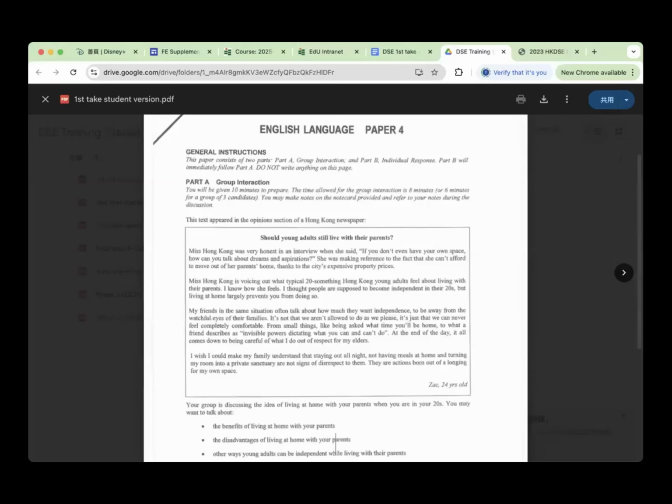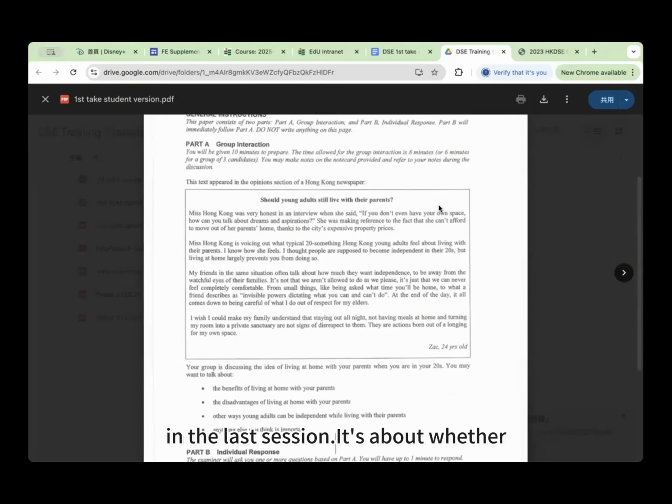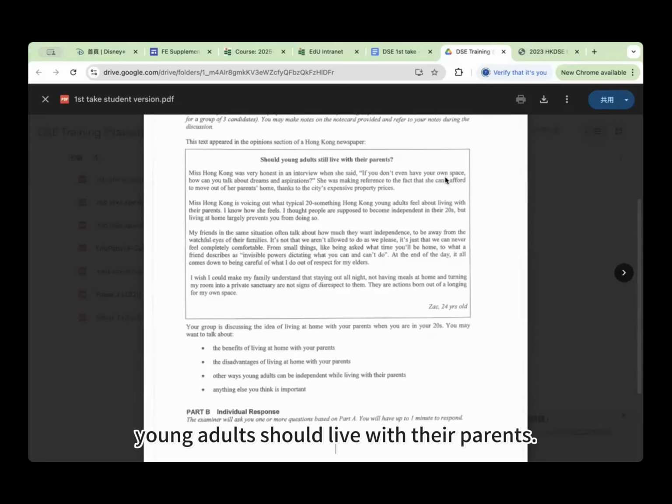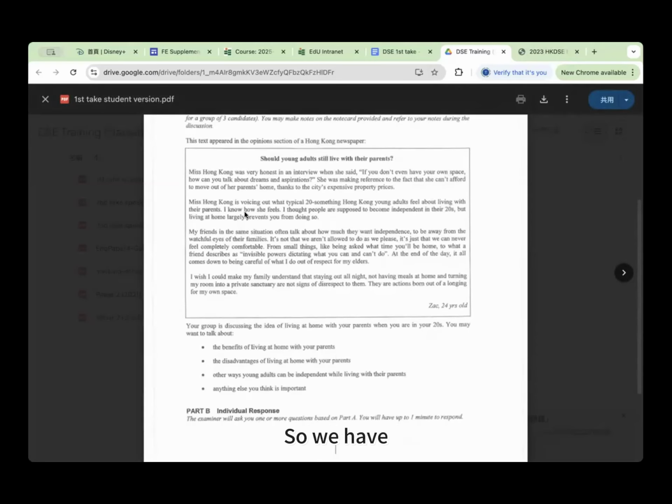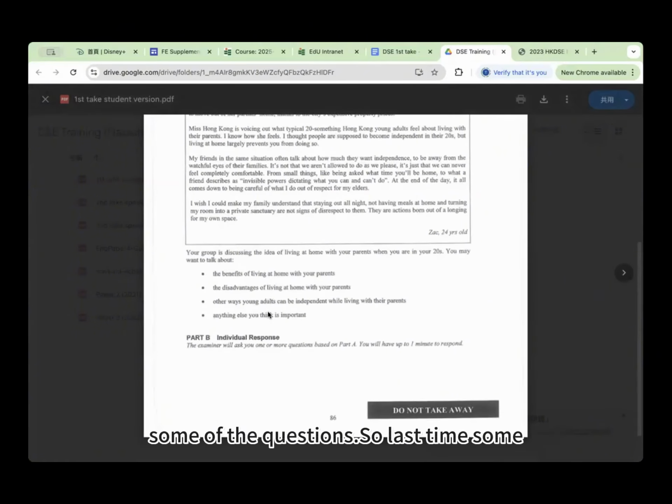So now maybe we can move on to some in-class practice where we can really work on some paper. So let me share my screen first. Okay. So here's the paper that we have talked about a bit in the last session. It's about whether young adults should live with their parents. So we have briefly gone through this passage already, and then we've talked about some of the questions.